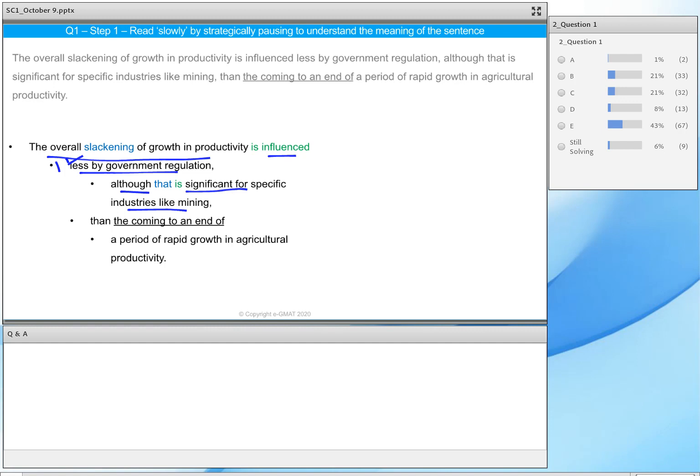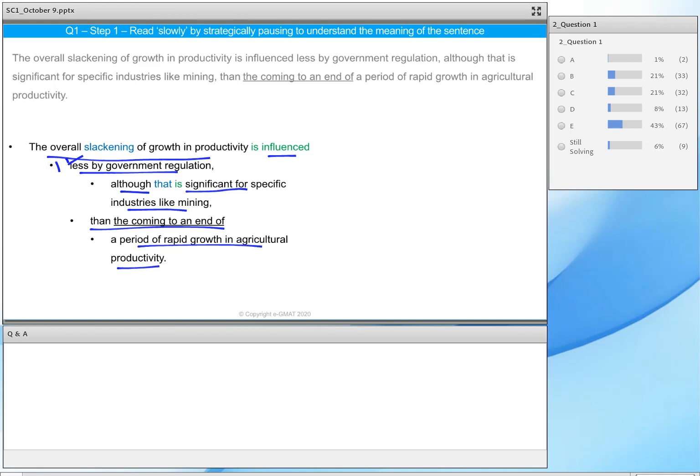All right. So this part of the sentence is saying that government regulation can be important for some very specific industries, and an example has been presented, but the sentence says that the slackening of growth is less influenced by government regulation. So what is it less to? What is that other part of comparison? Now we are going to read that. Than the coming to an end of a period of rapid growth in agricultural productivity.